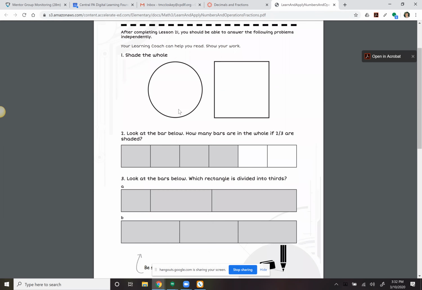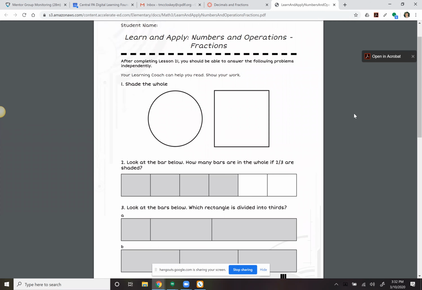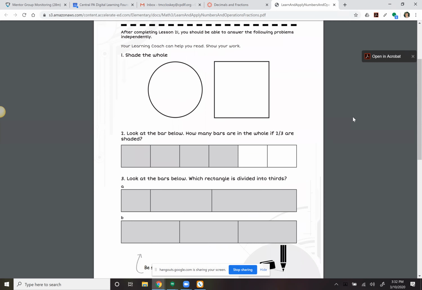Okay, so let's look at this circle and this square. If I said I wanted the whole circle, what would I do? Color the whole circle. And what about the square? If I wanted a whole square. Color the whole square. Yes, you would. Very good. What if I said I wanted a part? What would I do? You split it into 2 and take one of the parts. Good, good.